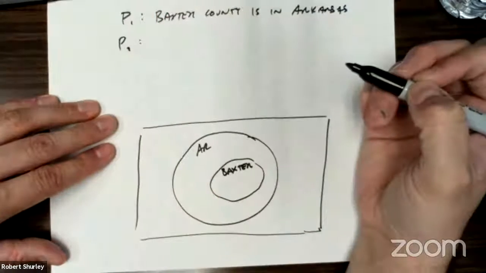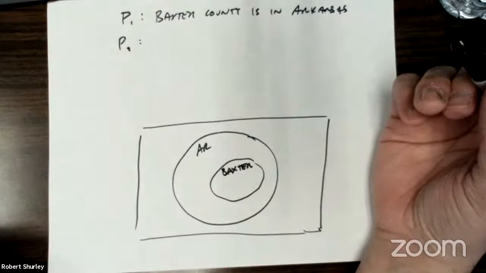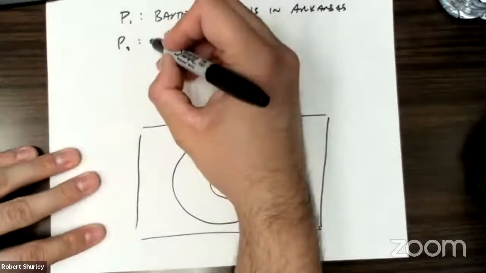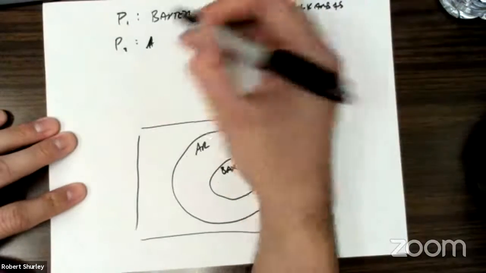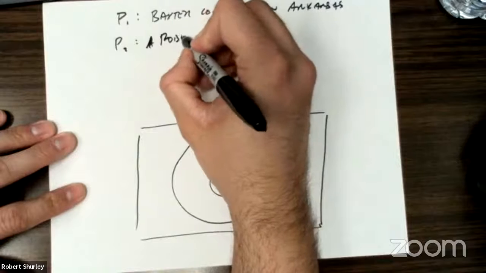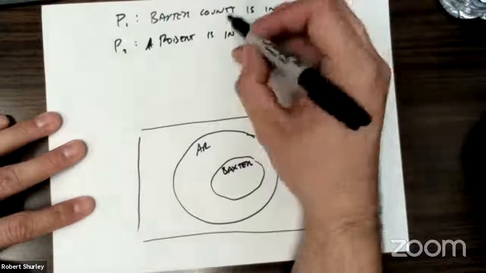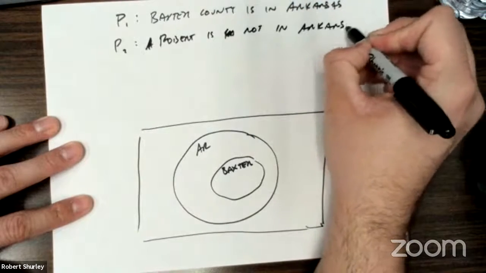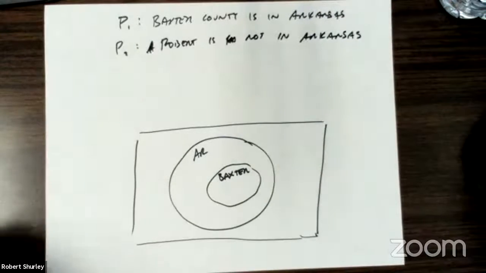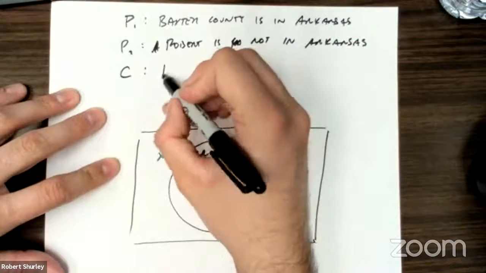Premise 2 is that, let's say, Robert is not in Arkansas. So Robert's not in Arkansas. Oh, so he's got to be out here somewhere, right? So therefore, we can conclude he's not in Baxter County, okay?